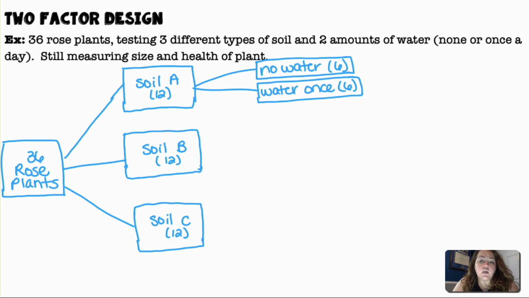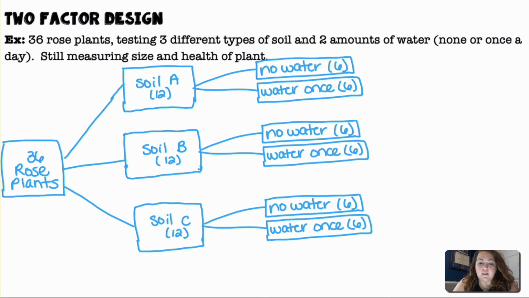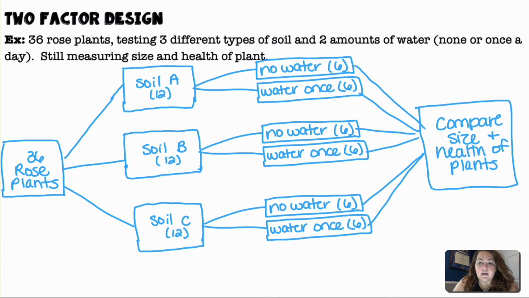Then I'm also going to have the factor of water. So some are going to get no water, some are going to get water once a day. So out of the 12 in soil A, 6 get no water, 6 get water once a day. I'm going to repeat that for soil B and soil C. And then I'm going to compare the size and health of the plants.